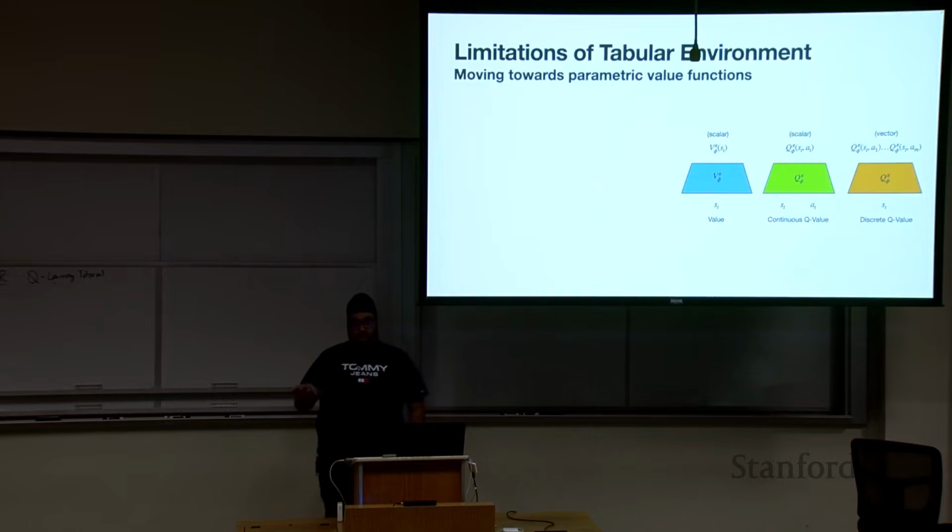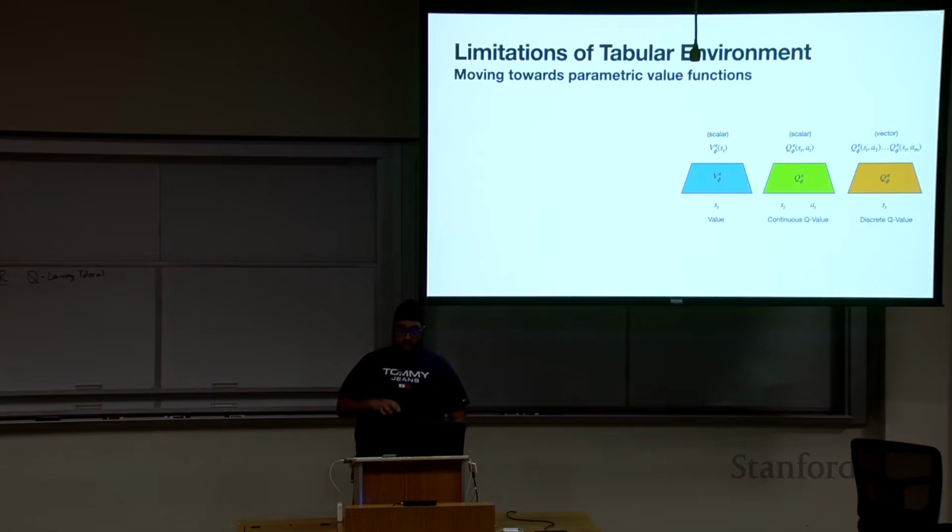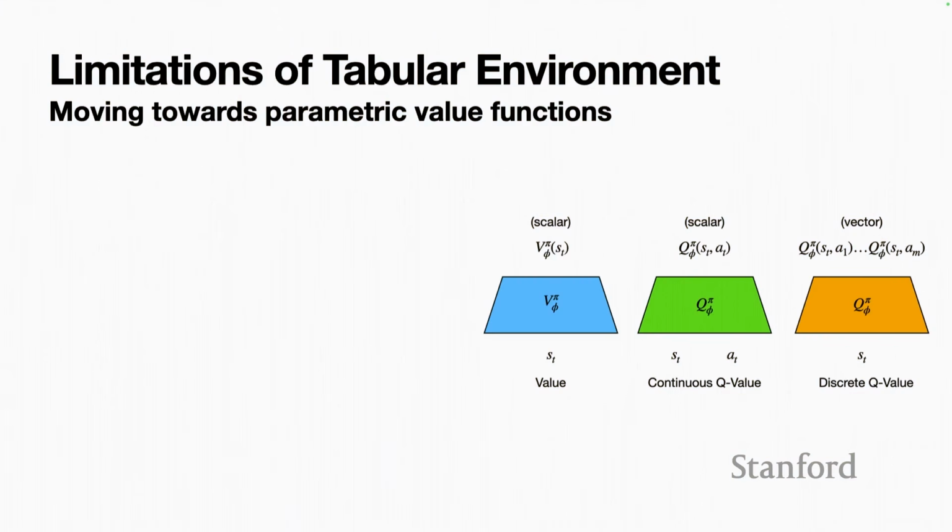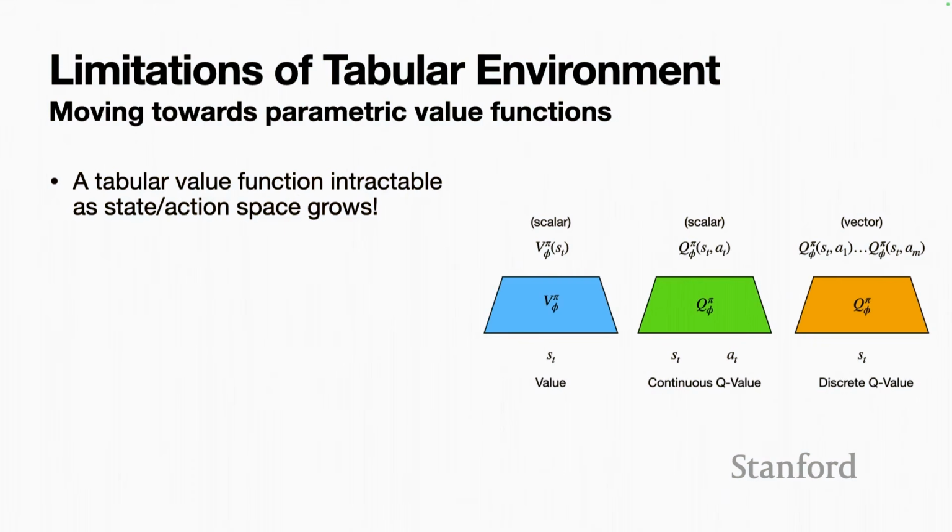We've been talking a little bit about these tabular environments, and it's great to play around with these grid worlds and see how values propagate. But would something like this actually scale? Unfortunately, it doesn't seem to be the case, because a tabular value function, as your state or action space grows, will have thousands or millions of rows, and it will be really hard to learn that.